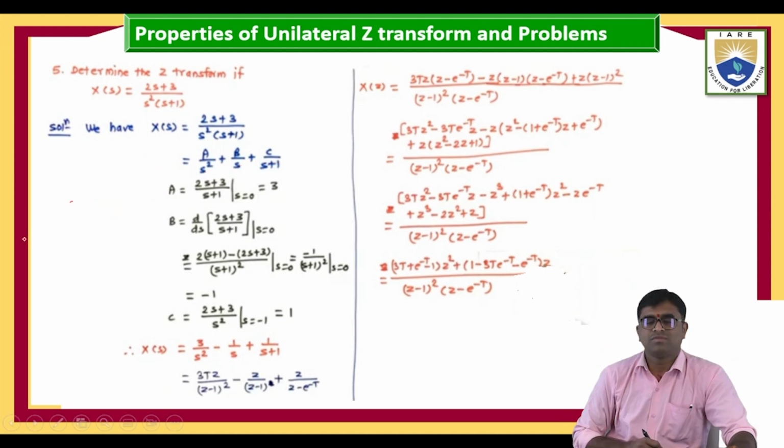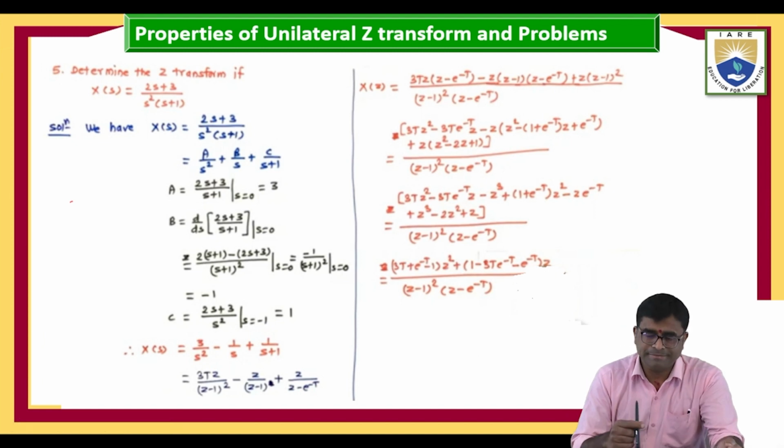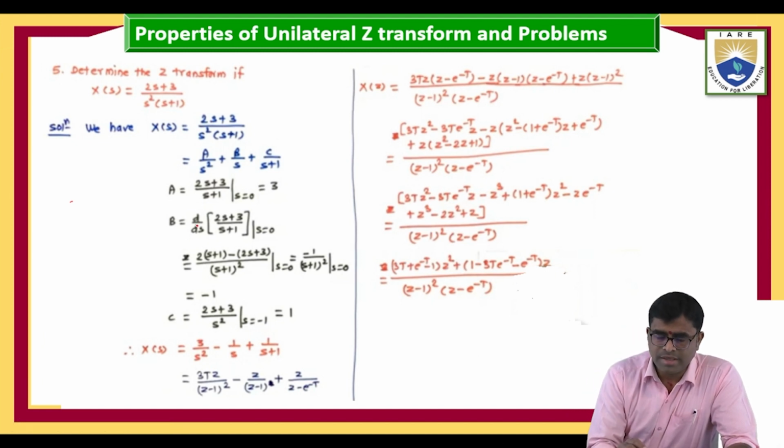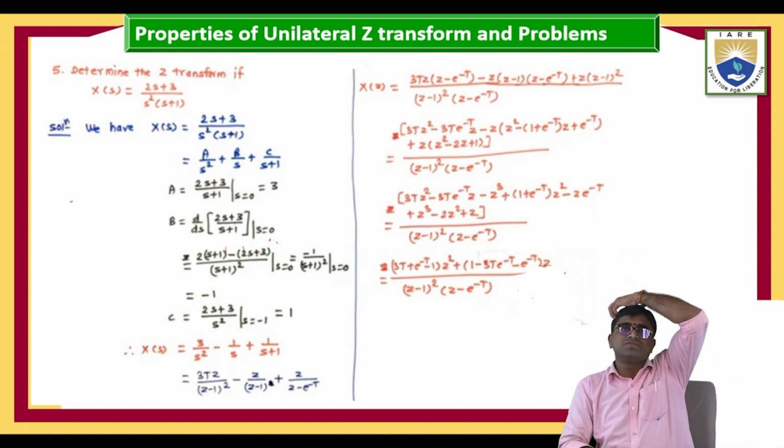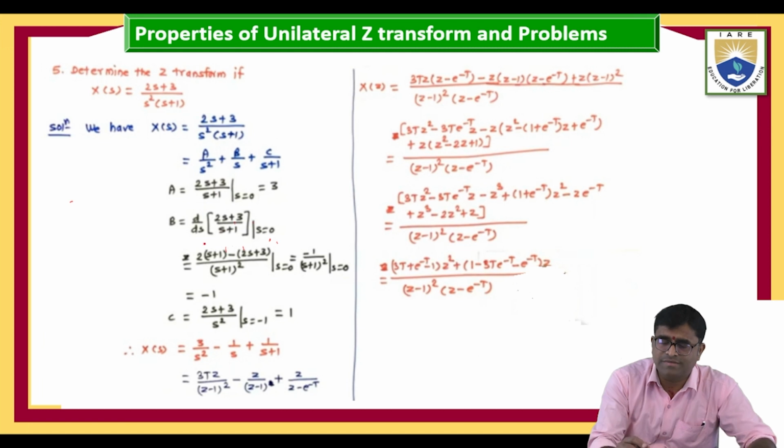Similarly, go for B. Here it is the derivative; I am required for B now. So d by ds of (2s plus 3) by (s plus 1), where s equal to 0. If you take the derivative first, we get the expression. After that, if I apply s equal to 0, what happened? 1 by 1 square, that is nothing but minus 1 is coming.